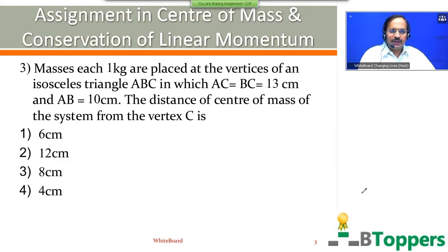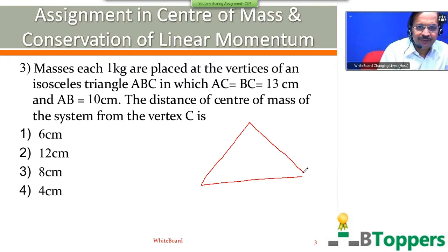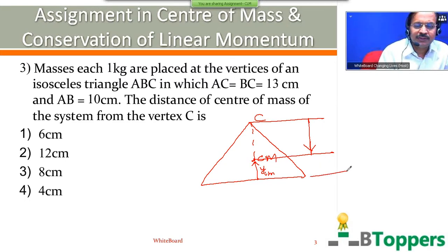So you are asked to find the distance of the center of mass of the system of the three particles from the third vertex C. Again, look at the previous diagram. The center of mass lies at the centroid here. You have to find this distance. So the y coordinate of the center of mass will be equal to this distance. We got the y coordinate of the center of mass equal to how much? This is what you are asked. This is y3.